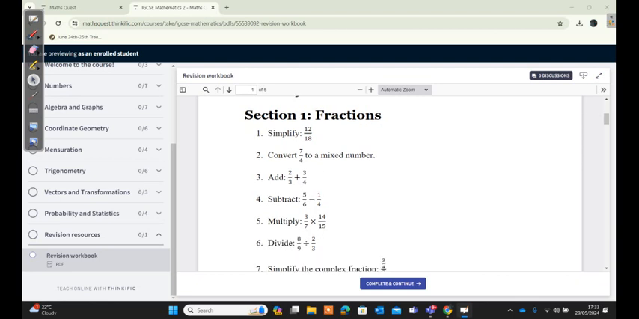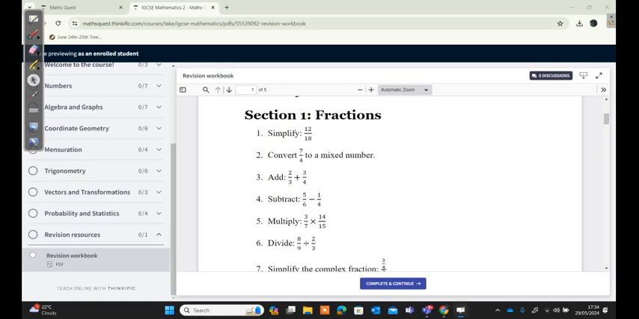It starts with fractions, and number 1 is just a simplification exercise whereby you've got 12 over 18. This one is actually an easy one to do. You just need to find a number by which you can divide both 12 and 18, and you try to find the highest common factor. In this case, that number is 6, because you can divide 12 by 6 and get 2, and you can divide 18 by 6 and get 3, so the final answer is 2/3.